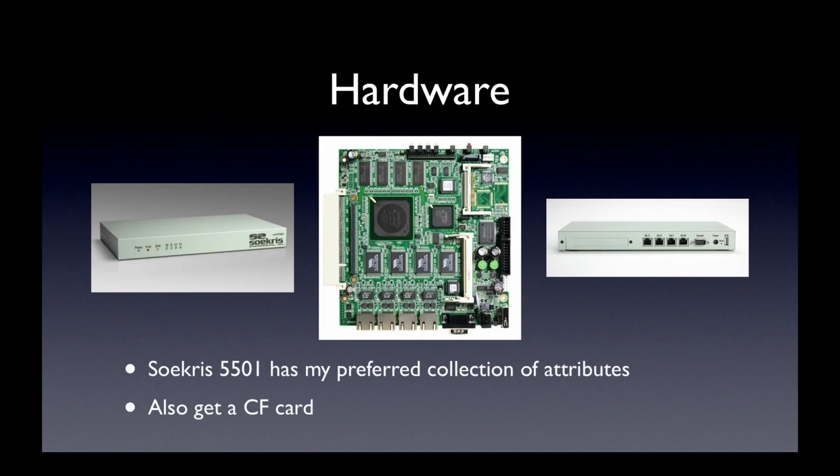But before we get there, we've got to get this thing up and running. So for hardware, I chose the Soekris 5501, which has Ethernet ports and 512 megs of RAM and a CPU that's fairly fast, an internal CF card slot. Also some serial stuff, but we're not going to need that.